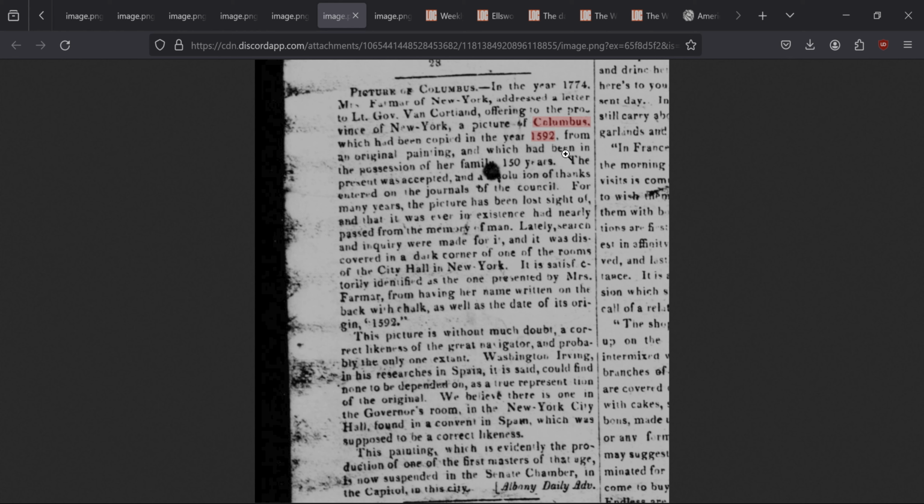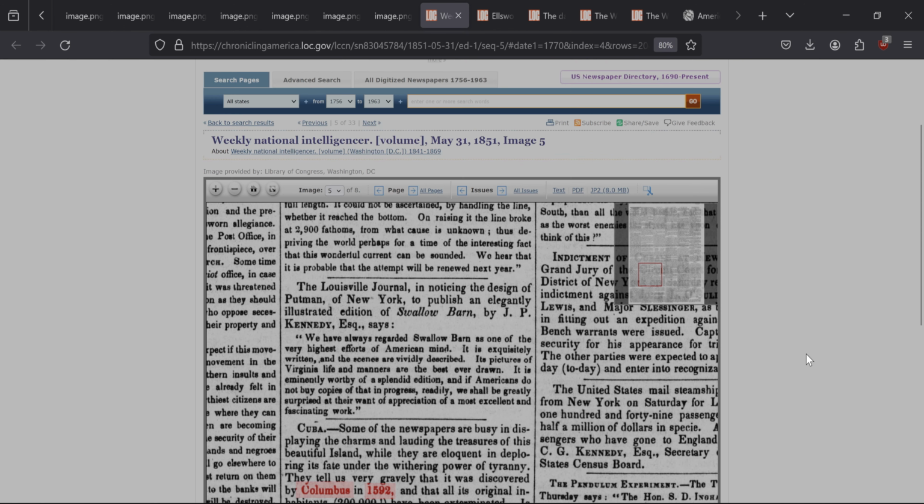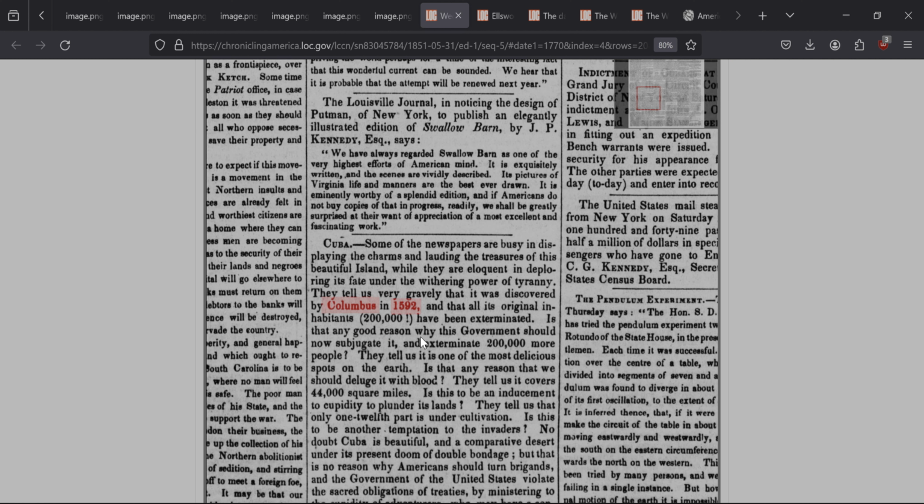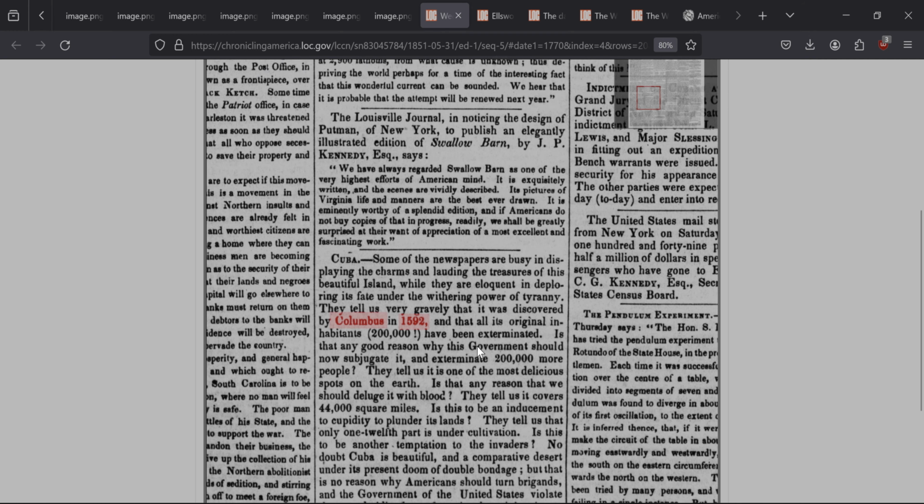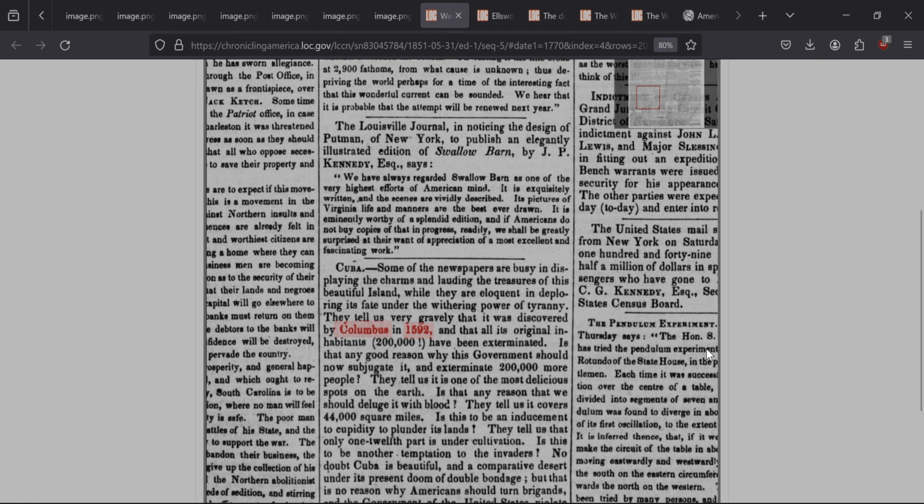It was not 1492. I'm going to bring your attention to something that's quite strange. You see, in some of the later newspapers, as time goes on, they start to insert Columbus next to the number 1592 in very curious places. It's almost like they're trying to muddy the waters.